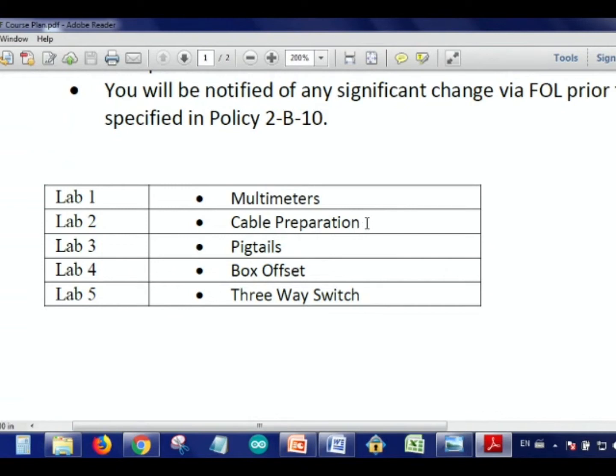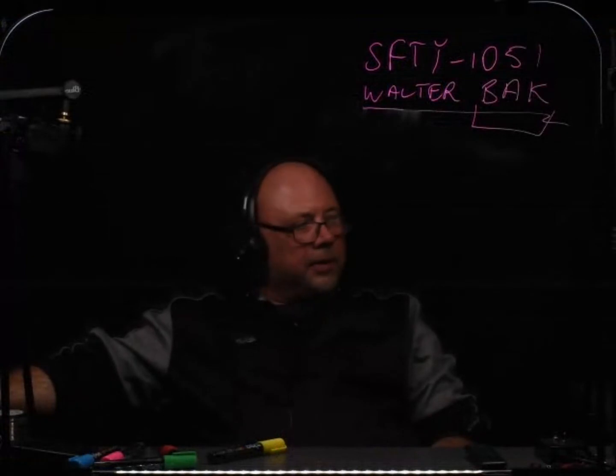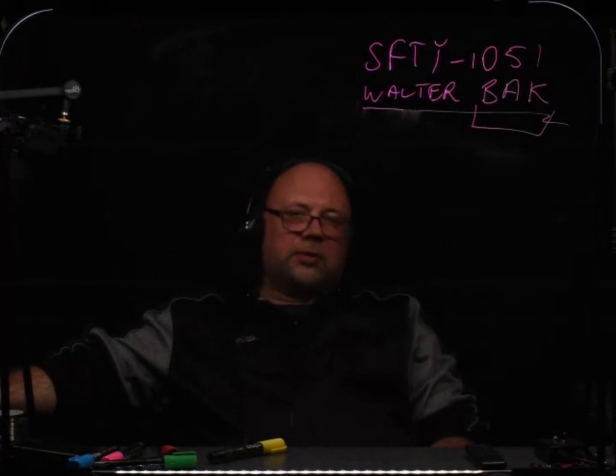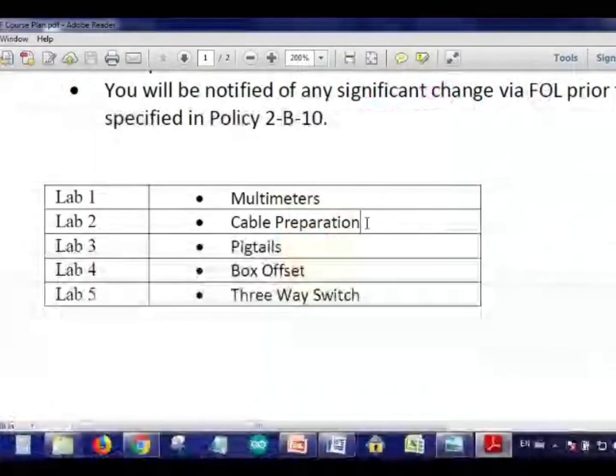Then we're going to do box offset. This has to do with the pipe bending, conduit bending. You're going to perform your first bending of the pipe. It's the simplest pipe bend, and later on, next term when you get probably Mr. Crouch for the course, you're going to do some more complicated bends. And then lab number 5, we're going to connect something called a three-way switch. All right, there it is. Okay.